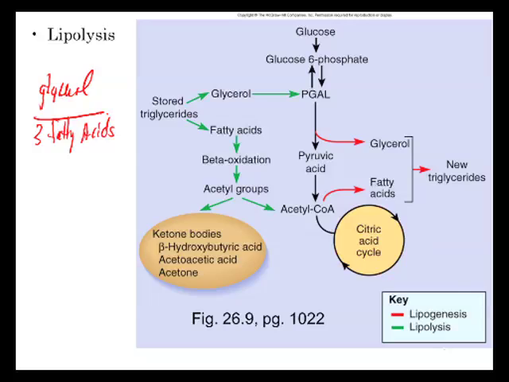The glycerol can actually enter and be converted into PGAL. Remember PGAL from glycolysis? That's what's oxidized, while at the same time the NAD is reduced. So that can actually yield some ATP for us. But then the fatty acids can yield ATP as well. What we see happening is that the fatty acids have to go through a preparation process called beta oxidation, and I will walk you through that today.